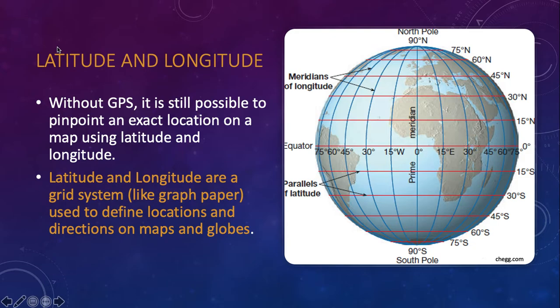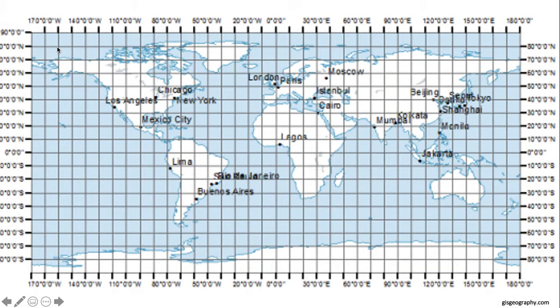Latitude and longitude is like a grid on top of a map or superimposed over the globe. And latitude and longitude can be used without GPS. It's like graph paper, and it's used to determine exact locations on the surface of the Earth. So here you see a map of the world, and you see the grid is superimposed over the map.